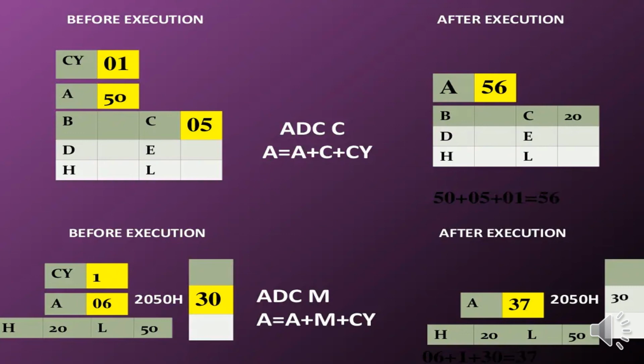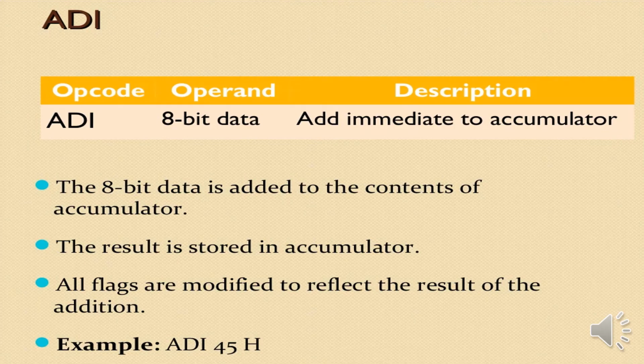So the carry flag is 1 and the accumulator content is 06. Memory content value is 30. So A = A + M + carry flag value. A = 6 + 30 + 1, so 37. The value 37 is stored in the accumulator, and the memory content value 30 is not altered, and the carry flag value is also not altered. So only the content of the accumulator is altered with the ADC instruction.